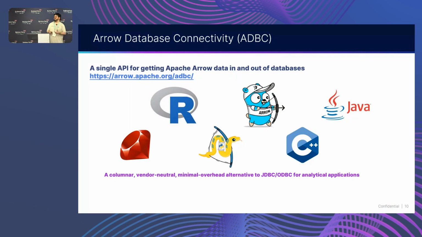ADBC is a single API for getting Apache Arrow native data in and out of databases. Straightforward. Column-oriented, vendor agnostic, as minimal overhead as we can get. The idea is not to completely replace ODBC and JDBC. We're not going to. We know that. The point is that for bulk columnar access, if you are doing analytical workflows and want large amounts of data in a column-oriented representation, ADBC is where you want to go instead of ODBC or JDBC, which would then cost you having to convert things to row-based.